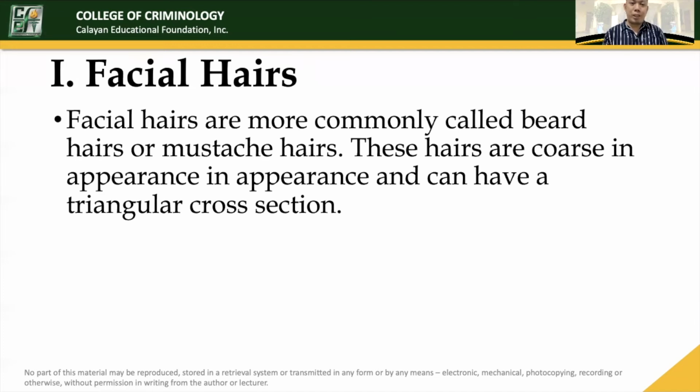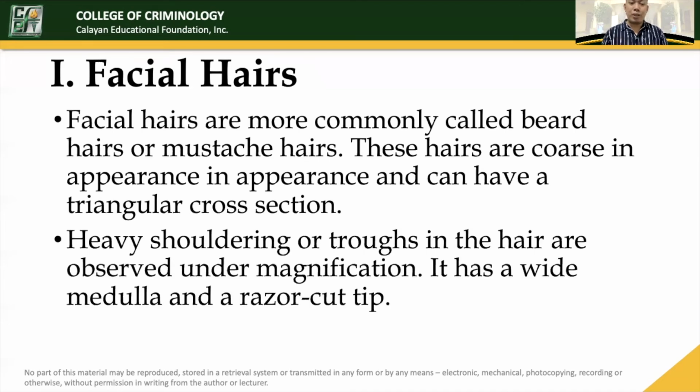So facial hairs are more commonly called beard hairs or mustache hairs, our mustache and beard. These hairs are coarse in appearance and can have a triangular cross-section. They are coarse, rather thick, because they are always being cut. Heavy shouldering or troughs in the hair are observed under magnification. It has a white medulla and a razor cut tip. The razor cut tip is evidence that the mustache or beard is shaved from time to time, because it has a mark of the razor.